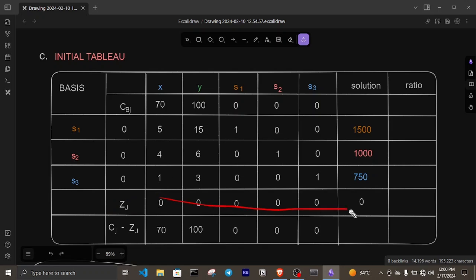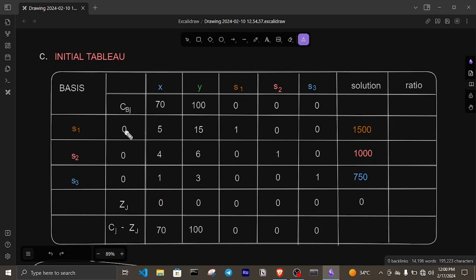Why are they all zeros? They are all zeros because the coefficient of the objective functions is 0, 0, 0. And we get this zj by multiplying the coefficient of these objective functions by the corresponding column. So if I want to find the value at this 0, it's going to be 0 times 5 plus 0 times 4 plus 0 times 1, which gives me 0, right?